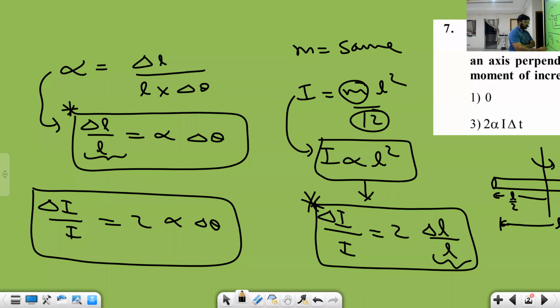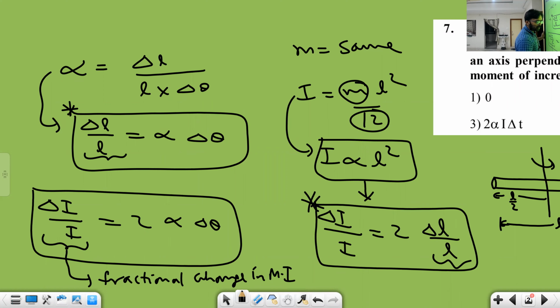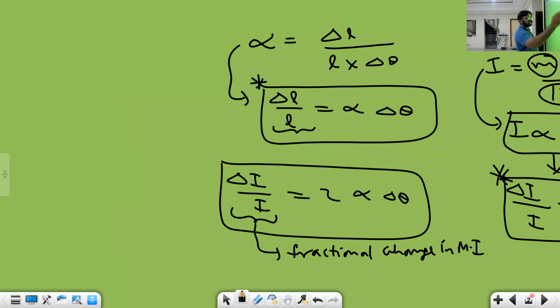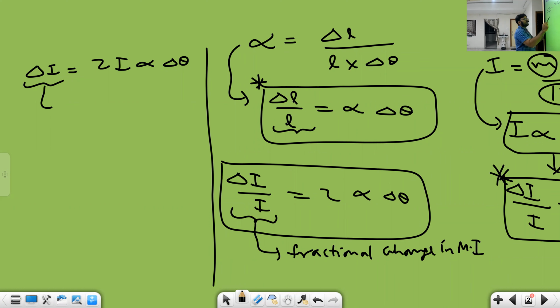Yes, sir. So this delta I by I is called the fractional change in moment of inertia. One step I want to write ahead. Delta I by I is the fractional change of moment of inertia, which means delta I is 2I alpha delta theta. Delta I is called the change in moment of inertia.